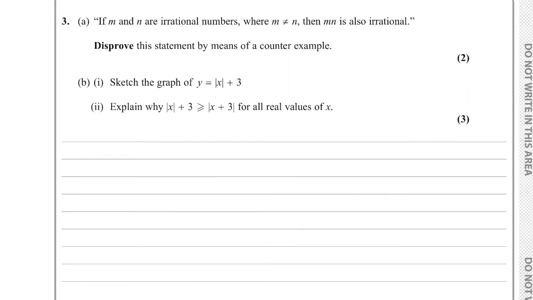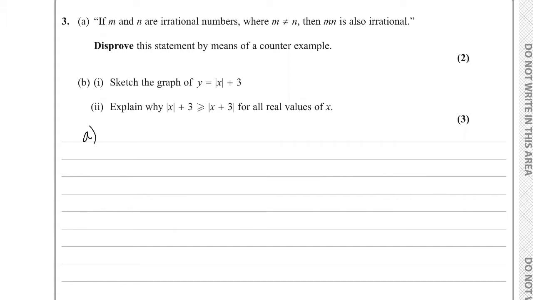Third one: if m and n are irrational numbers, where m is not equal to n, then mn is also irrational. We need to disprove this statement by means of a counterexample. So, how can we come up with two irrational numbers not equal to each other that give a product that is rational?